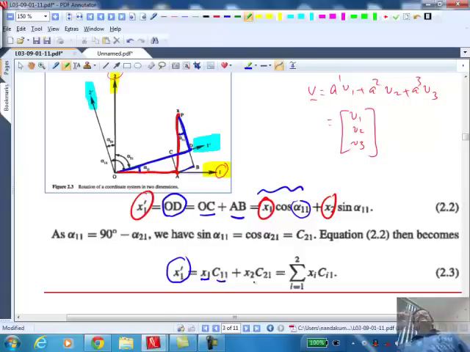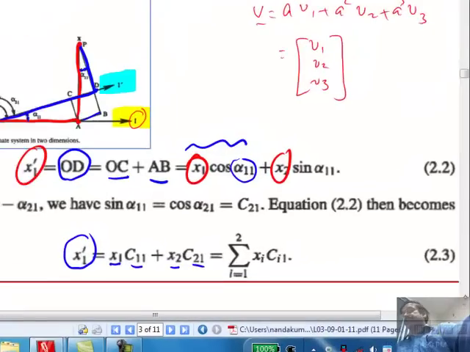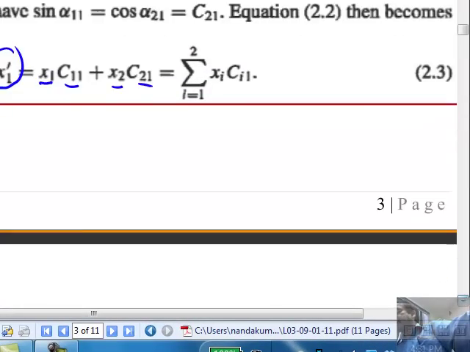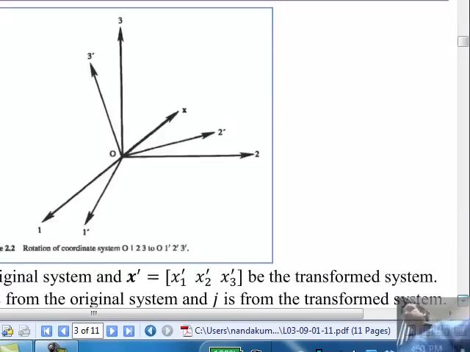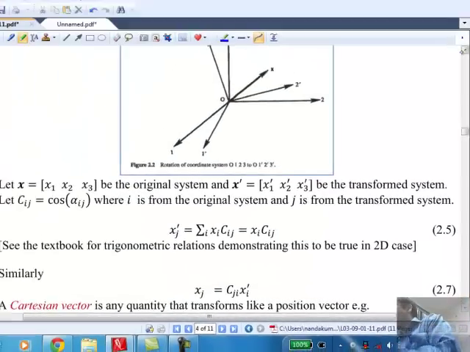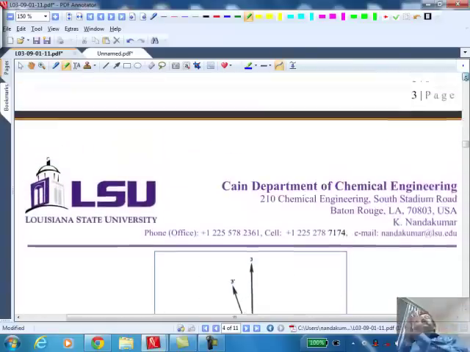What is c1,1? Cosine of the angle between 1 and 1 prime. What is c2,1? Cosine of the angle between 2 and 1 prime. You can calculate the cosine of the angles because you know the degree of rotation. So that's the transformation. You can do the same logic on x2 prime, and you can get x2 prime in terms of x1 and x2 again. Now, the generalization is what you may find difficult. Okay, the generalization is very quick.